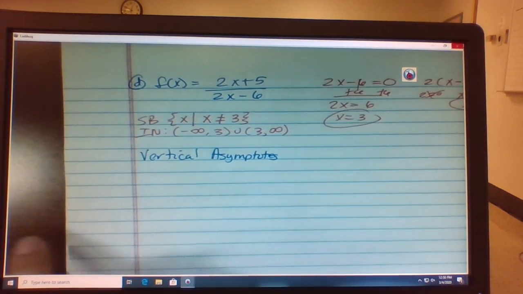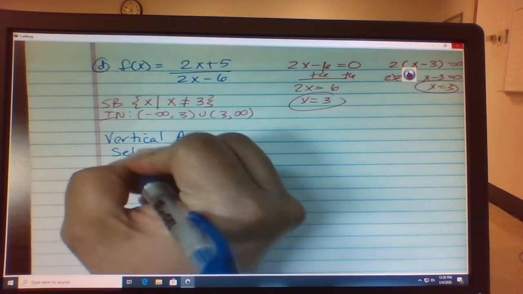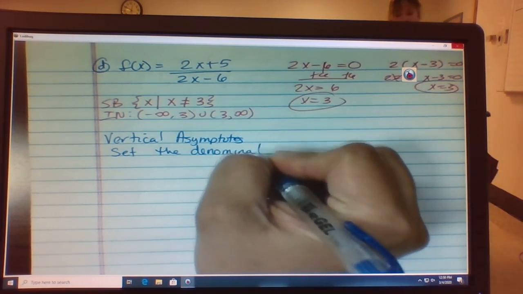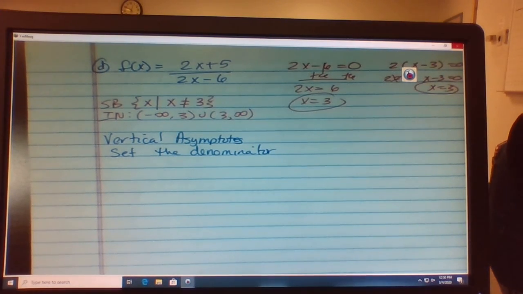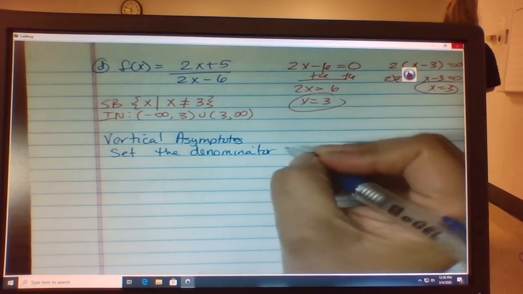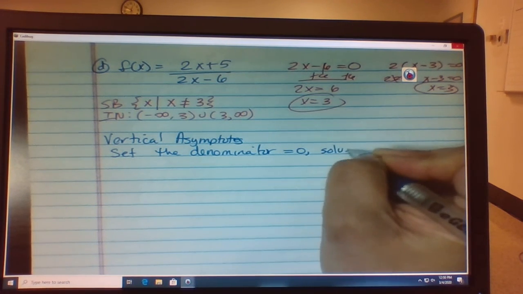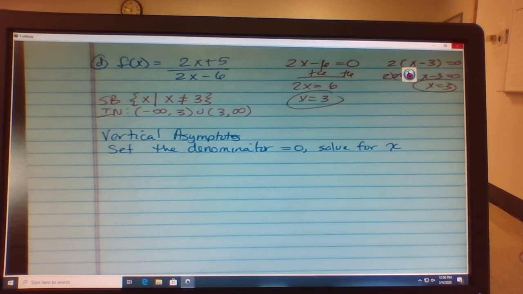Asymptotes. Vertical asymptote. So we do the same thing. Set the denominator equal to 0. Solve for x the way we were doing for the domain. So it's not like we're doing something new. It's just the way we write it, it's going to represent something different.